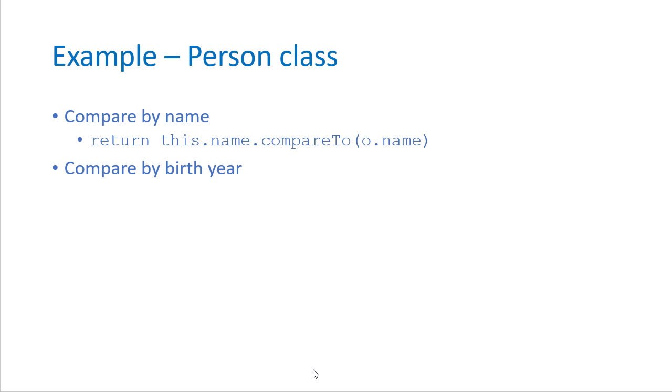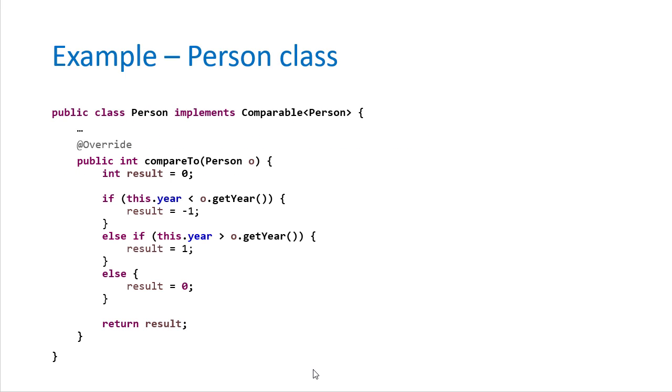We could also compare by birth year, and this is a little more complicated. So there's three cases. The first case, if this's year is less than O's year, we're going to return -1 because this is less than O when we compare them by their years. If this's year is greater than O's year, we're going to return 1 because Person this is greater than Person O. And otherwise, the years must be the same, so we'll return 0, indicating the two persons we're comparing are equal.